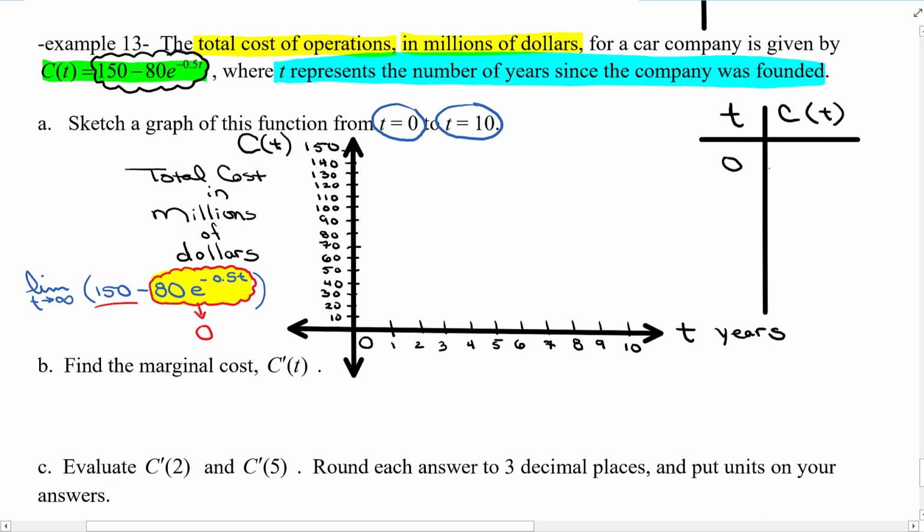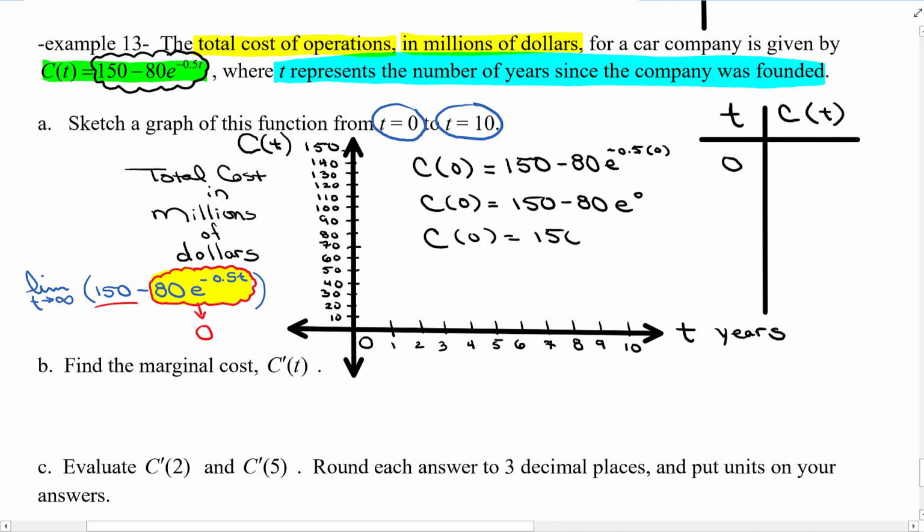I'm going to choose 0 for my first value of t. So I'm going to substitute 0 in place of t in my function. C of 0 is equal to 150 minus 80 times e raised to the negative 0.5 times 0 power. C of 0 equals 150 minus 80 times e raised to the 0 power. C of 0 equals 150 minus 80 times 1, and C of 0 equals 150 minus 80, which is equal to 70. So my first ordered pair that I came up with is going to be 0, 70.